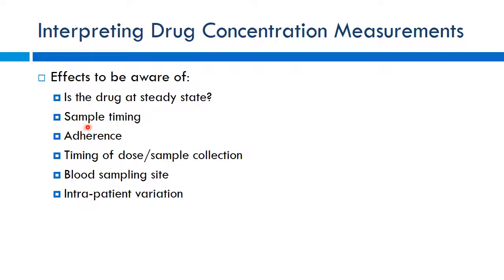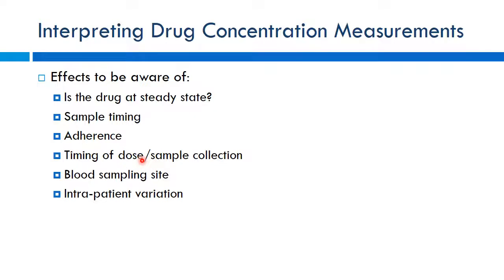You want to make sure the sample timing is correct. Because if you're expecting a peak level and the nurse checks it, say, 6 hours after the last dose, that's not going to be a peak level. Or if they check a trough level right after they gave a dose, that's not going to be correct, right? So we want to look at adherence, make sure the patient is taking the drug as prescribed. The timing of the dose and the sample collection needs to make sense.